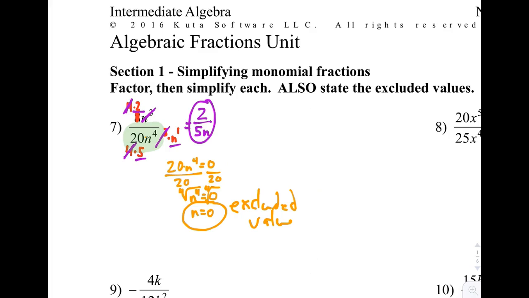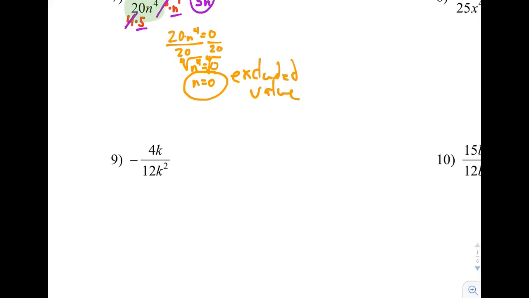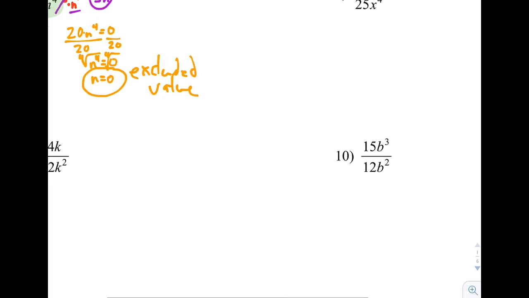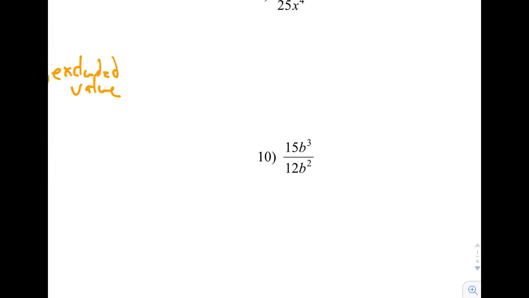And so if we were to have simplified this in a way that involved not having an n in the denominator, we might not have known about that n equals 0 being a problem. Let's do one more example. Let's actually slide over here to number 10.